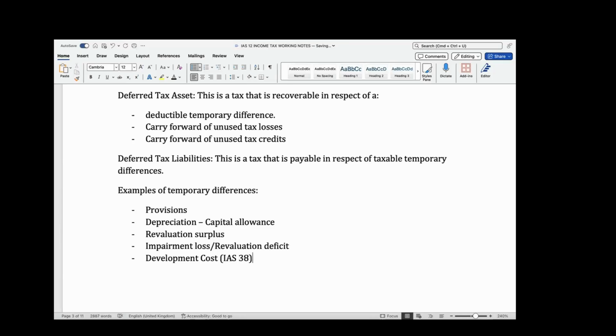IAS 38 requires that when research and development costs meet certain criteria, you should capitalize it. But the taxman would expense everything this year. They will allow that expense as a deduction this year. They will say, okay, allow it as a deduction this year. But what you put in your books is just the amortization relating to that year.